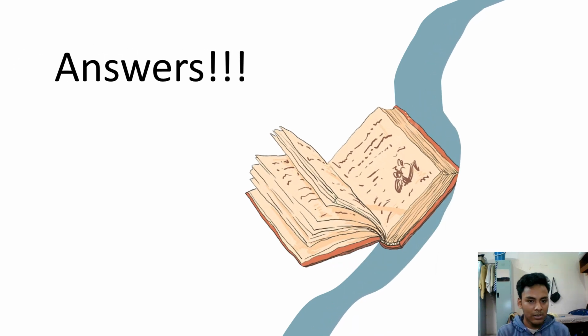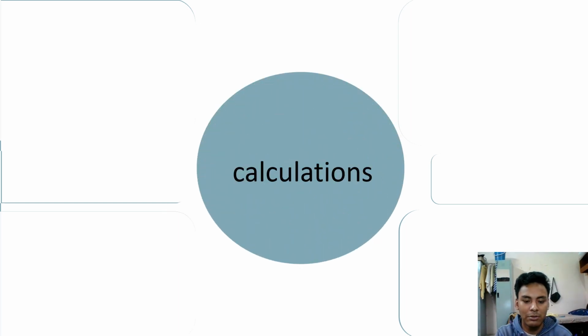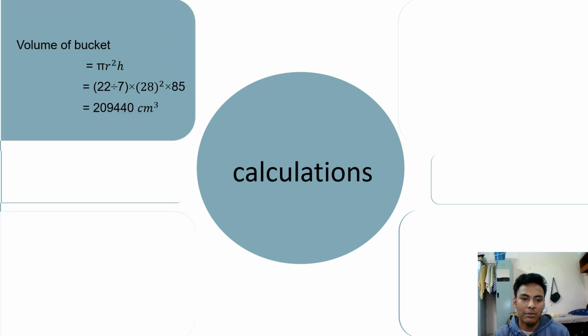So, what could be the answer for this problem? Let us see. To form our calculations, in our group, we have concluded that for the volume of the bucket, we will use pi times r squared times h, and we will have this exact value.